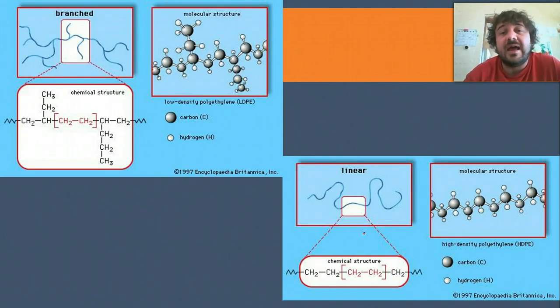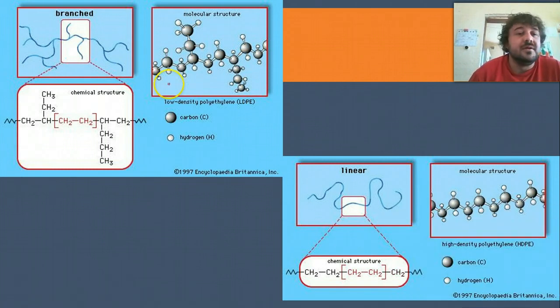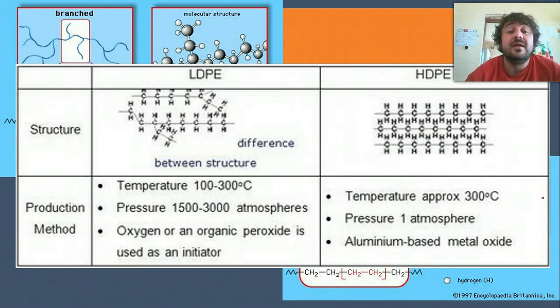So here's a quick look at the two differences. Obviously, we've got the long branches here, but you've got the chains coming off the top. So this is low density polyethylene. Whereas this one is quite linear. This is the high density polyethylene, and it's straightforward. That's what it looks like. Alright, here is a summary of the differences, basically about the conditions in which it's formed. You need to have this.